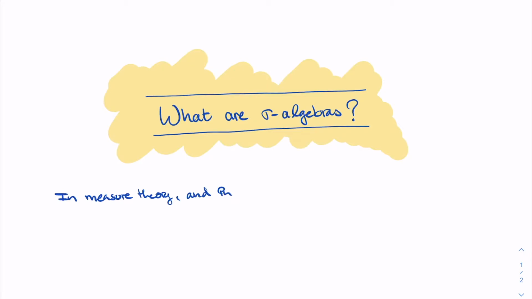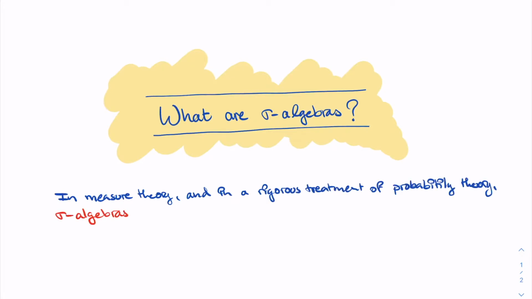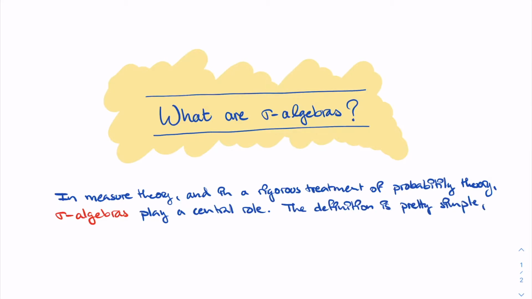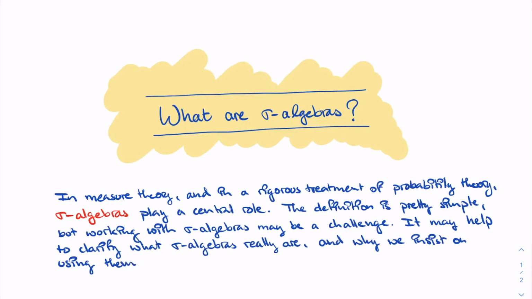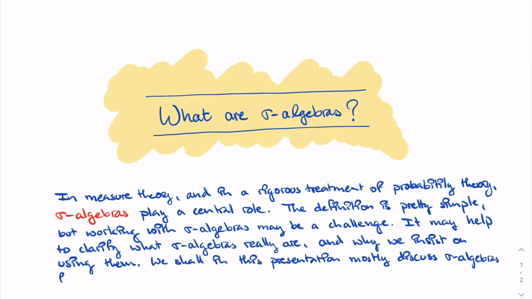In measure theory, and in a rigorous treatment of probability theory, sigma-algebras play a central role. The definition is pretty simple, but working with sigma-algebras may be challenging. It may help to clarify what sigma-algebras really are and why we insist on using them. We shall in this presentation mostly discuss sigma-algebras from a probabilistic perspective.